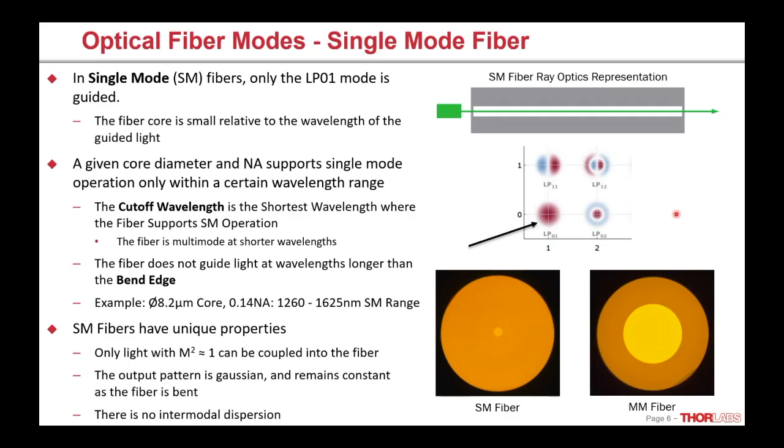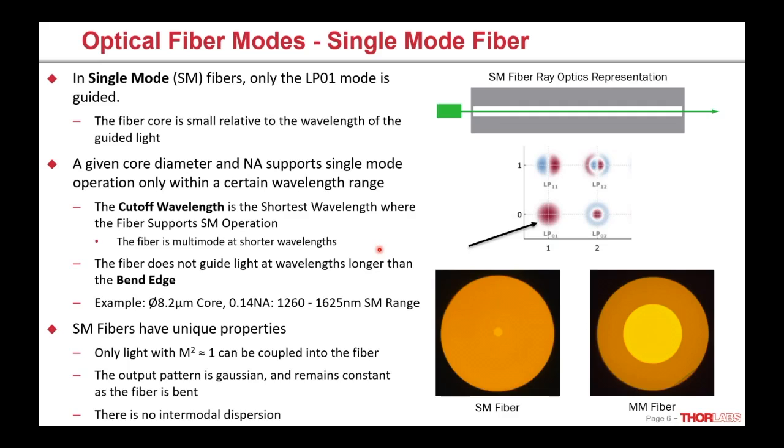Now, for a given fiber design, so a given core diameter and NA, we're only going to see single mode operation within a certain wavelength range. There's one wavelength called the cutoff wavelength. This is the shortest wavelength where the fiber supports single mode operation. As we make the wavelength smaller, if we keep the core size constant, eventually more than one mode can, so to speak, fit inside the core. And so at wavelengths shorter than the cutoff wavelength, the fiber operates as a multimode fiber.